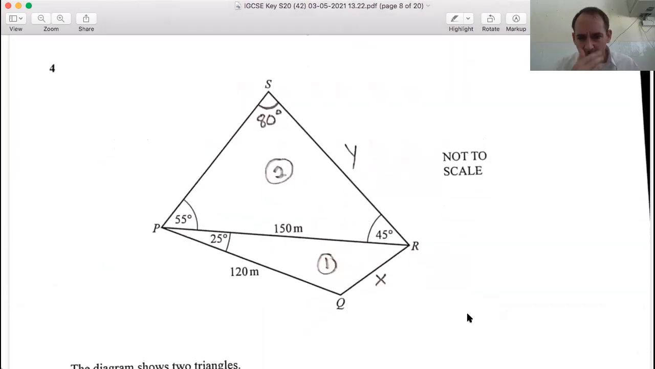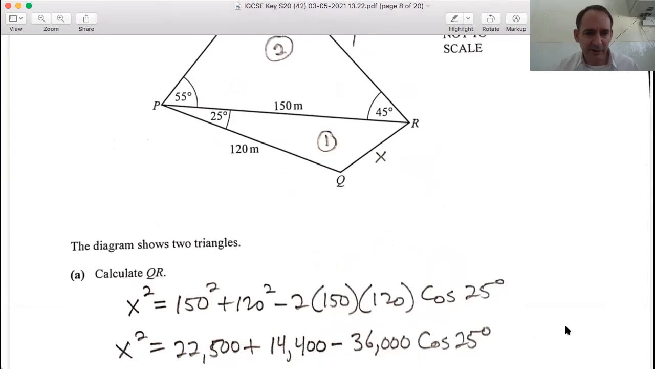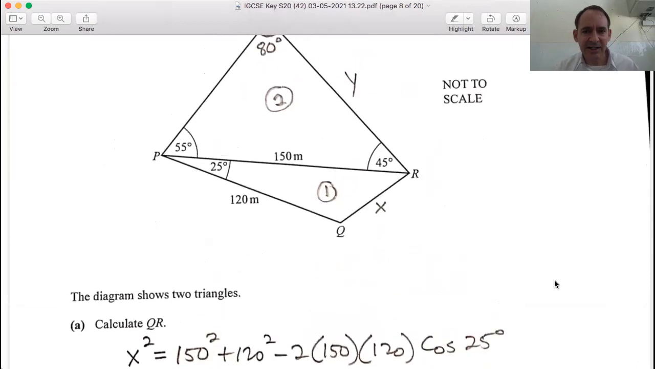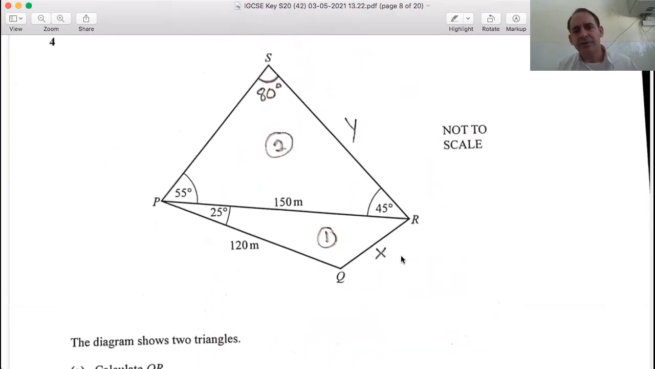Moving on to number 4, we have this diagram with lengths and angle measurements. And it says the diagram shows 2 triangles. So I labeled them 1 and 2, which we'll get to later. And it says calculate QR. So I put a little X here. We want to find this length.